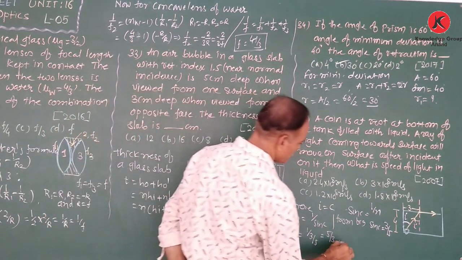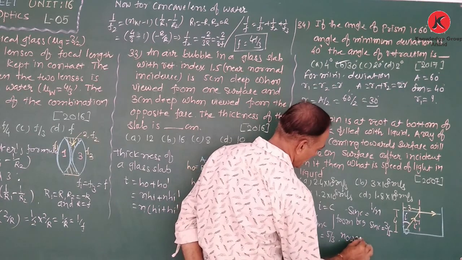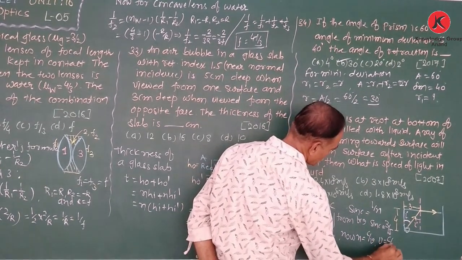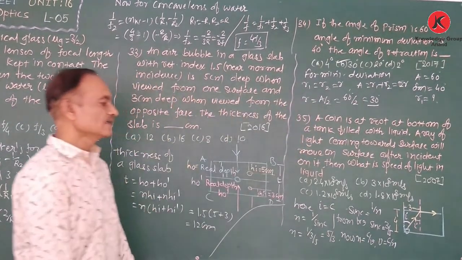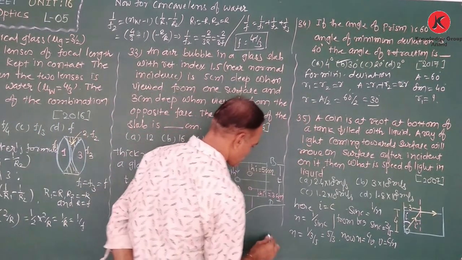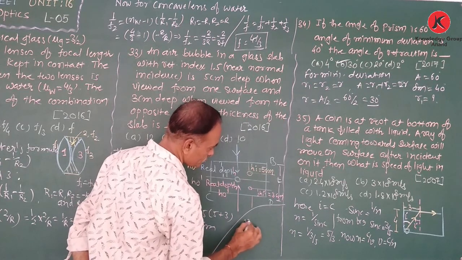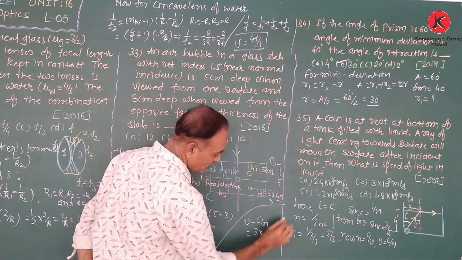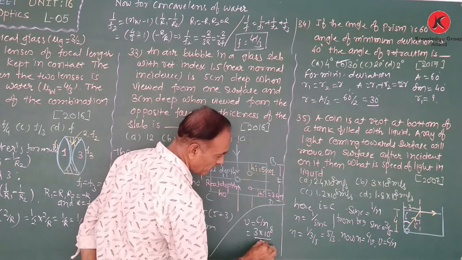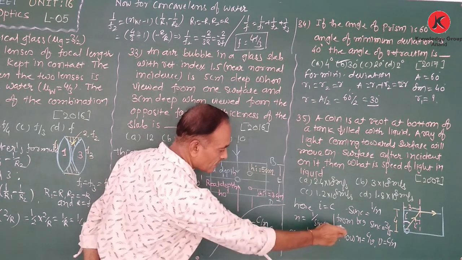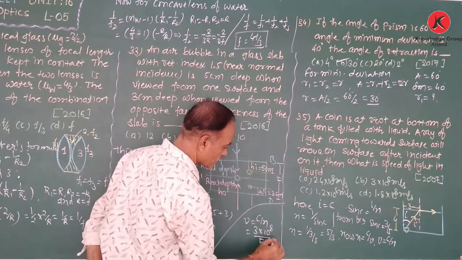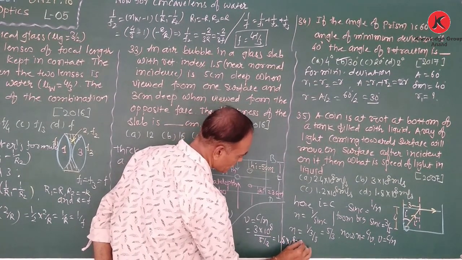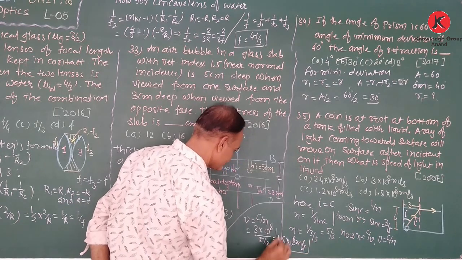Now, we know that n is equal to c by v. Therefore, v is equal to c by n. c is 3 into 10 is to 8, n is 5 by 3. Therefore, v is 1.8 into 10 is to 8 meter per second. That is the answer.